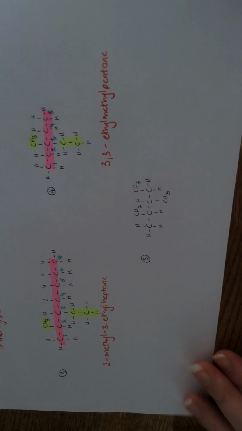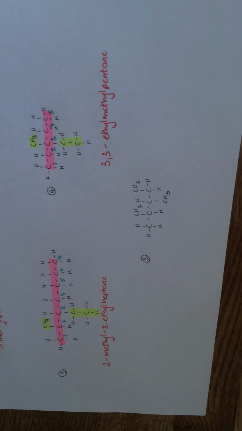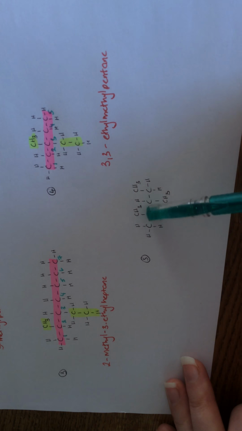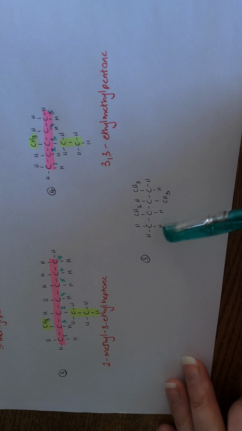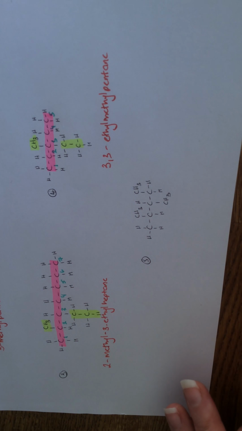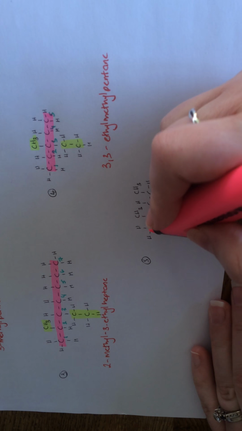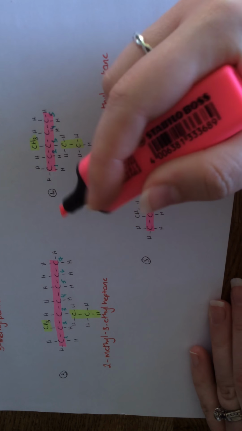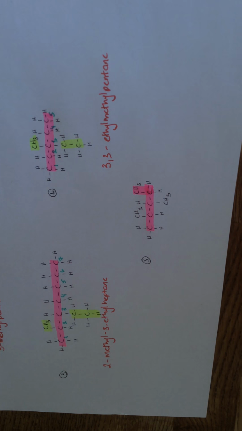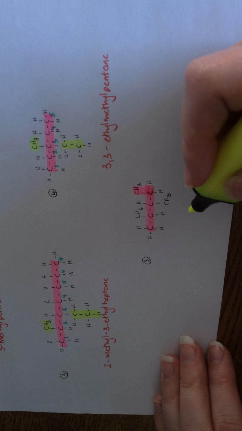Okay, and then this one. Longest continuous chain first of all. 1, 2, 3, 4, 5. So the longest is 5. Of course, you have to remember that just because you're going around the corner makes no difference. That's part of the longest continuous chain. Remember, all your single bonds can swivel.